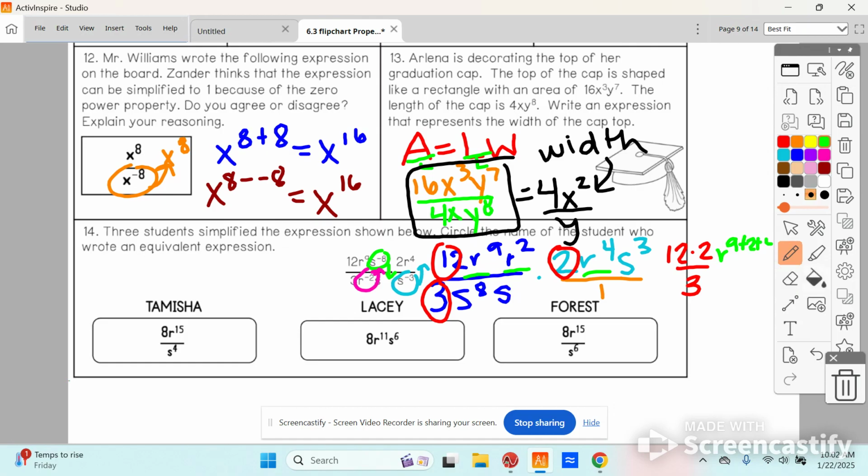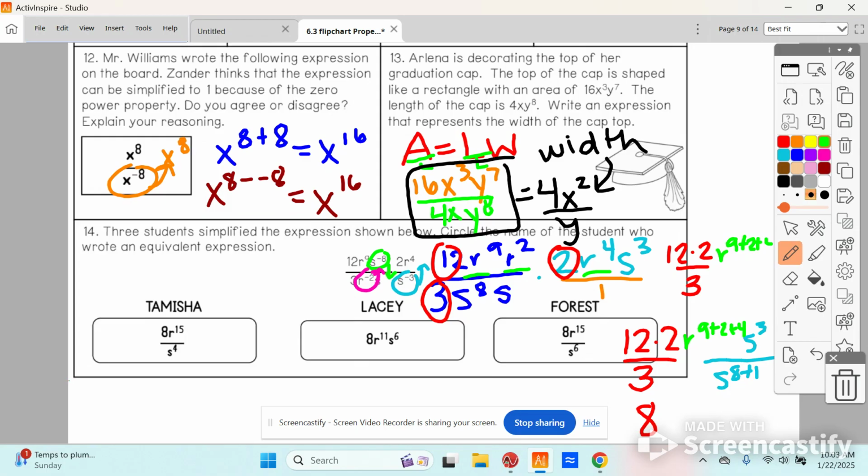I'm running out of room, so I'm going to move down and rewrite. So I have 12 times 2 over 3. I have r to the 9 plus 2 plus 4. And then I have s cubed on top. And I still have s to the 8 and one more s, so plus 1. Now when I simplify, 2 times 12 is 24. Divided by 3 is 8.